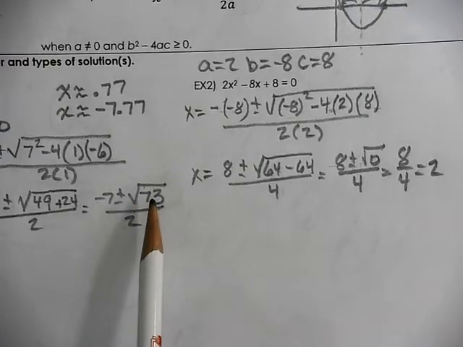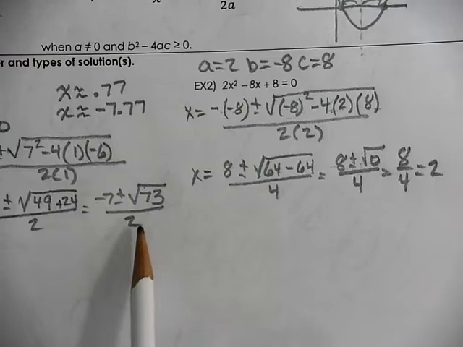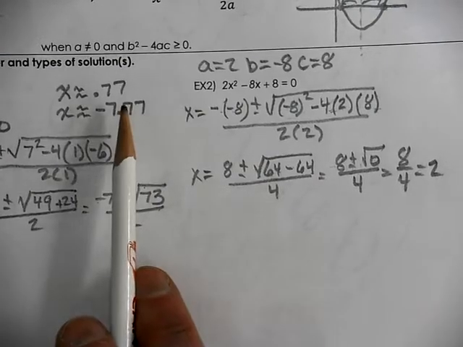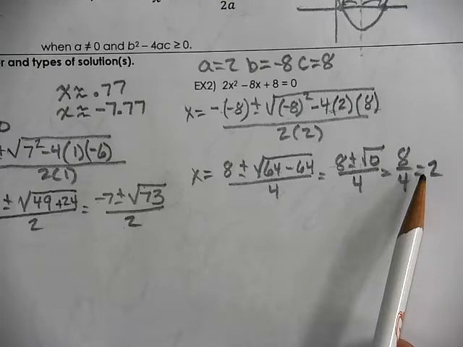Here, we added and subtracted a value that was a little bit bigger than 8. So we got two answers. Here, you got one answer.